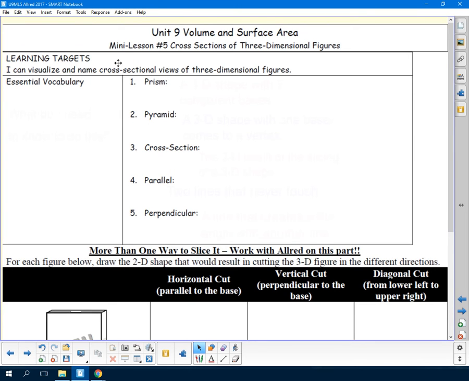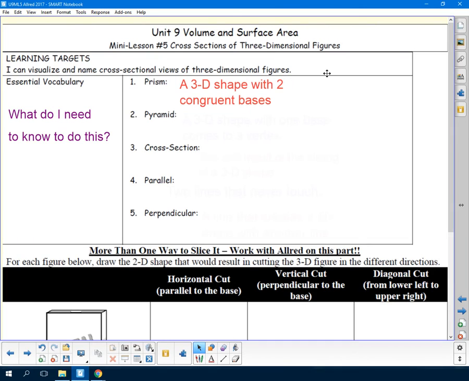We have some essential vocabulary, some things that you'll need to know to do these cross sections. This is mini lesson number 5, and this is entry number 7 in your table of contents. Earlier in the unit, we talked about prisms. Those are 3D shapes with 2 congruent bases, and you might slice those today with the Play-Doh and the dental floss. A pyramid is a 3D shape with 1 base that comes to a vertex, and you might slice some of those today as well when we do cross sections.